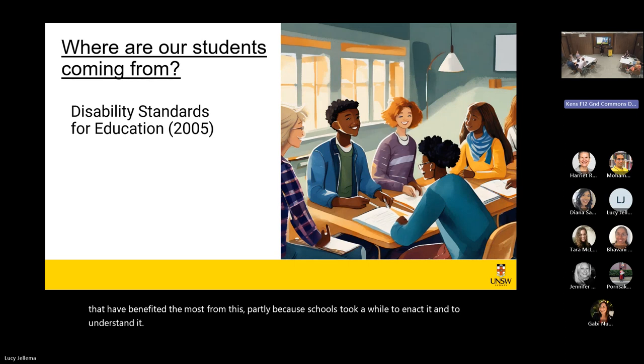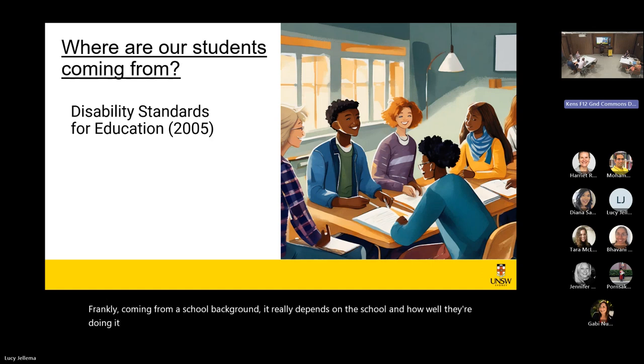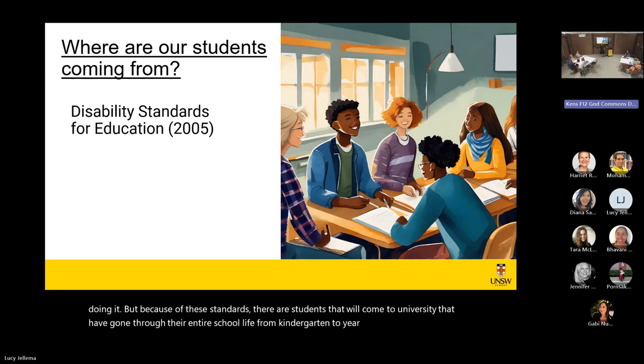Frankly, coming from a school background, it really depends on the school and how well they're doing it. But because of these standards, there are students that will come to university that have gone through their entire school life from kindergarten to year 12 with adjustments that have supported them to succeed. So they've achieved their HSC and their ATAR with these adjustments. If they step into our classrooms and we have no inclusive teaching and no adjustments, those students are not going to perform at the level that they're actually capable of, because they've had that support all the way through.